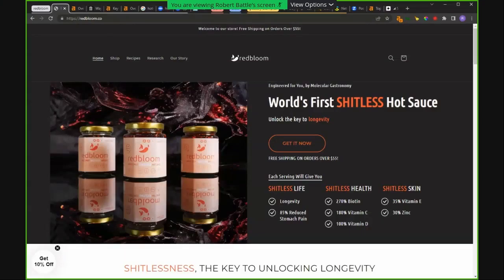Cool. Okay, so I'm not going to lie, after I saw Red Bloom sign up, I was like, this is the ultimate product. I love this idea of shitless hot sauce, dude. Honestly, freaking marketing from that angle. Also, just like definitely a need. Myself, I love spicy foods. Obviously, this is a great product.